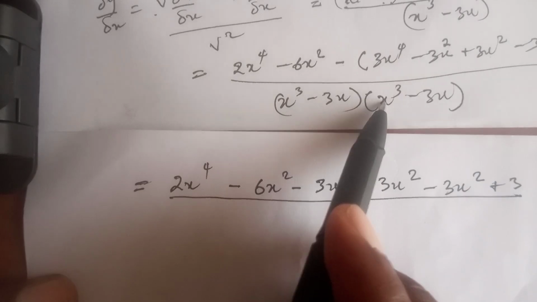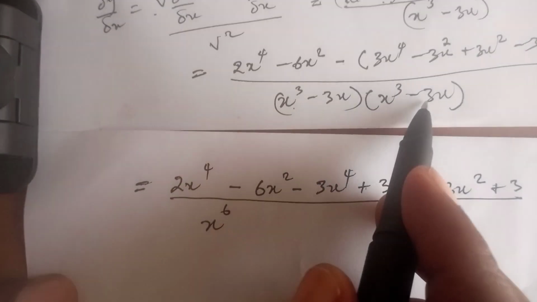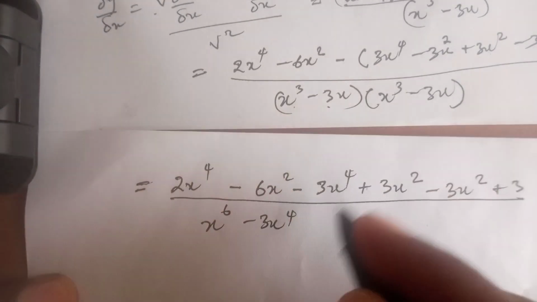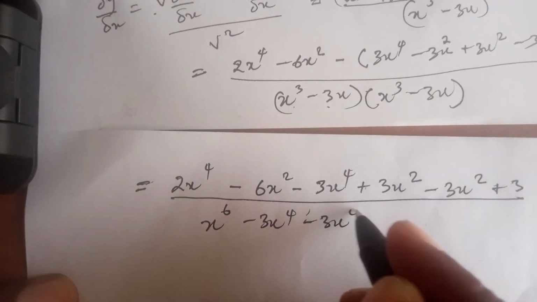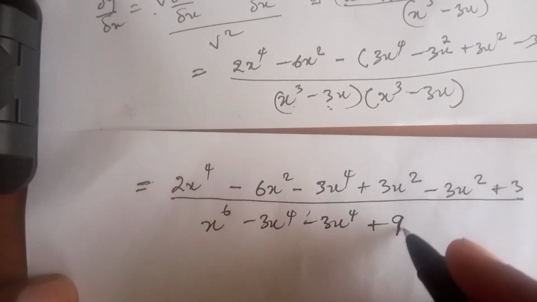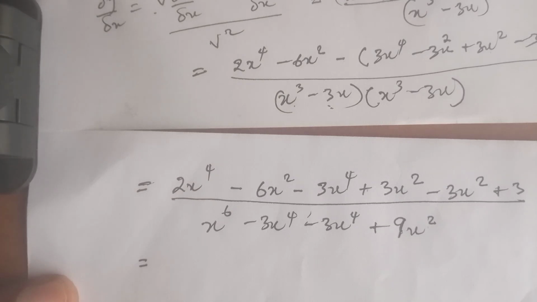x squared times x cubed times x cubed, that's x raised to the power 6. x cubed times minus 3x, that's minus 3x to the power 4. Minus 3x times this, that's minus 3x to the power 4. And minus 3x times minus 3x, that will be plus 9x squared.